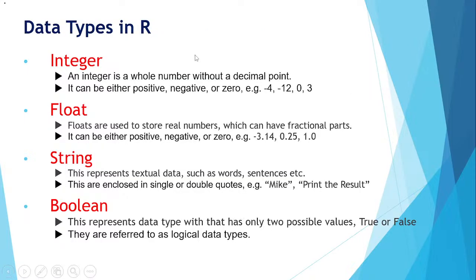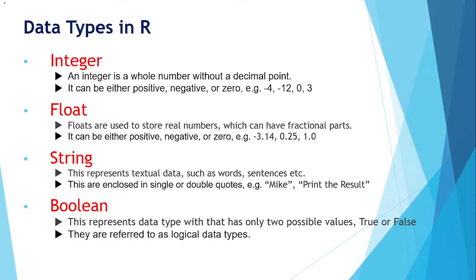Now, so I move on to the main thing. One of the main things we want to do today is data types in R. Data can be represented in many ways in R, and then let us see the data types that are available in R. We have the integer data type. Integer is a whole number without a decimal point.